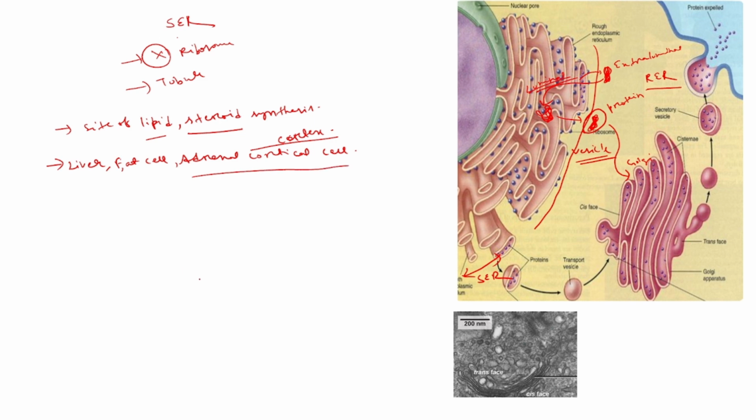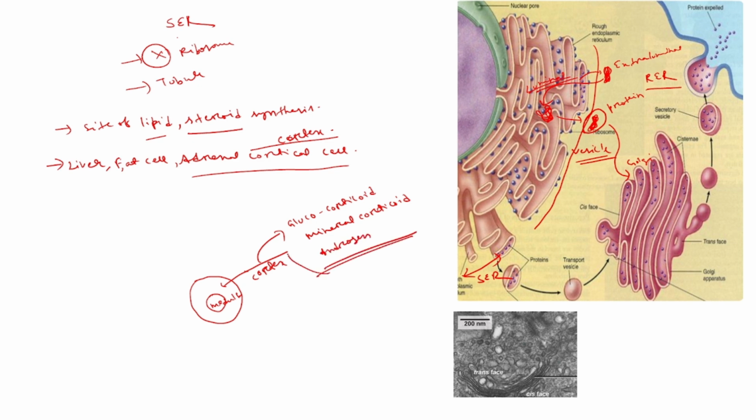You will know about the hormone part, that in the adrenal there are two parts, two layers. One is the inner, called the medulla, and the outer is called the cortex. In the cortex part, it synthesizes three hormones. One is called glucocorticoid, mineral corticoid, and another is the androgen. So these are all steroids.